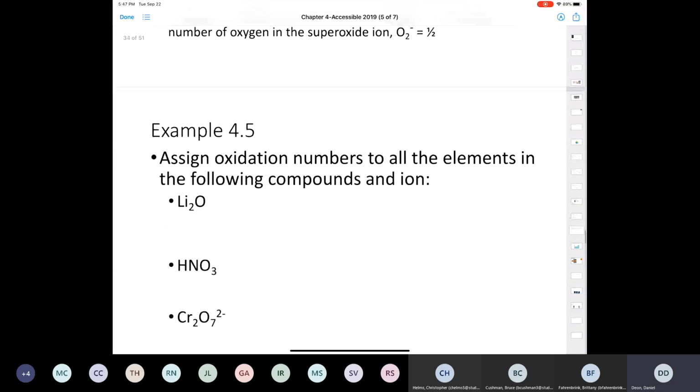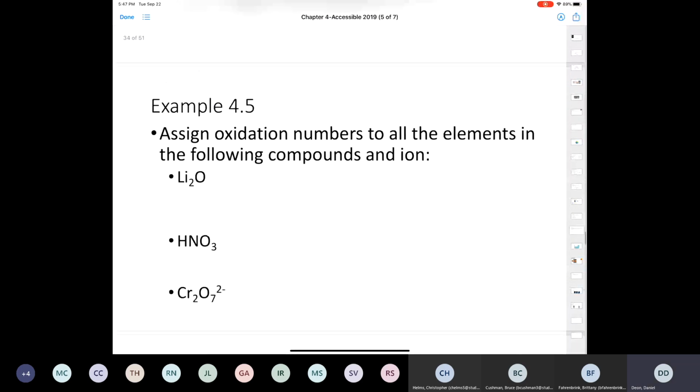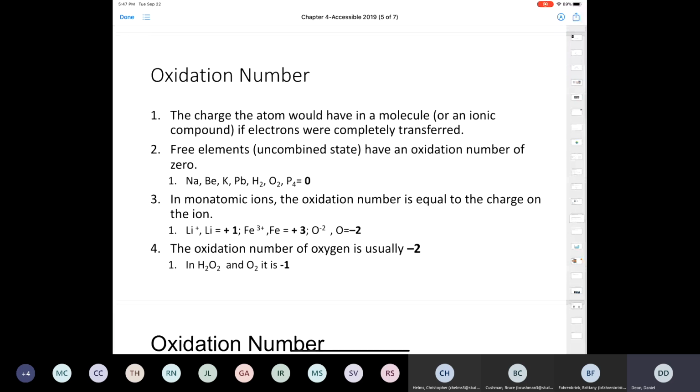Before we end the lecture, I just want to go over one more concept that I want to introduce before Thursday's class, and that is the concept of oxidation number. The reason I want to introduce it is because there's a bunch of rules that you have to know in order to solve for oxidation numbers, and I can guarantee you I'm going to ask you questions about oxidation number on your next exam. Now, oxidation number is nothing more than the charge that an atom would have in a molecule or an ionic compound if the electrons were completely transferred.